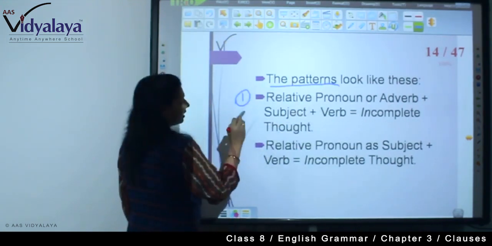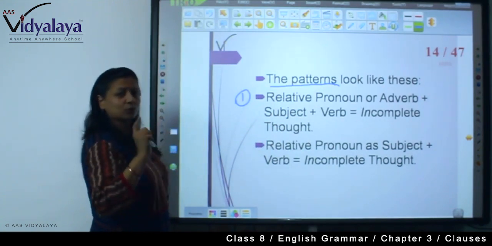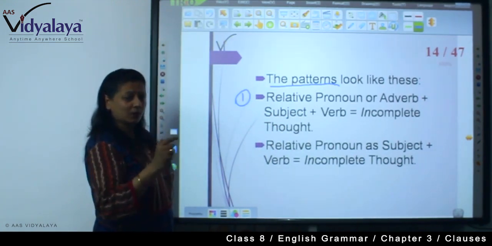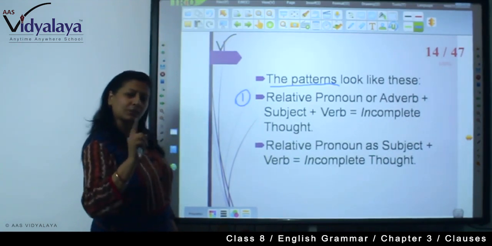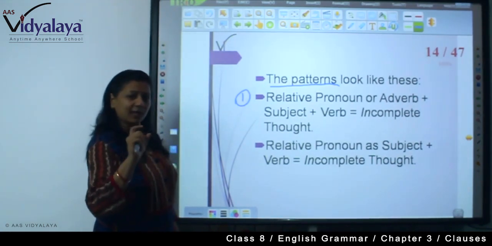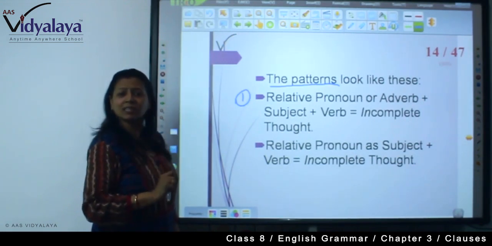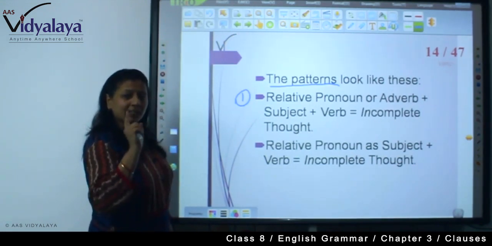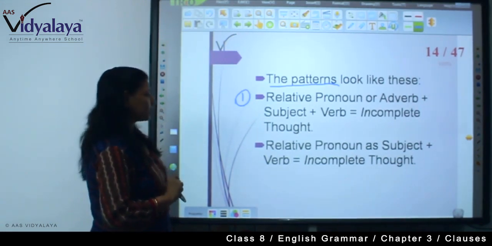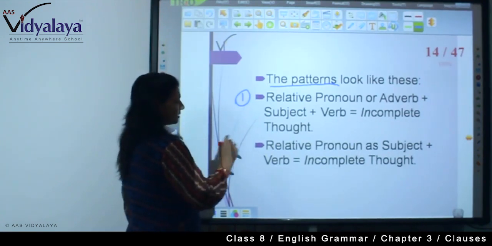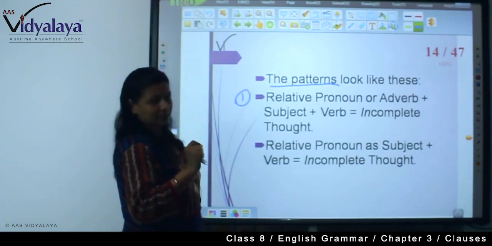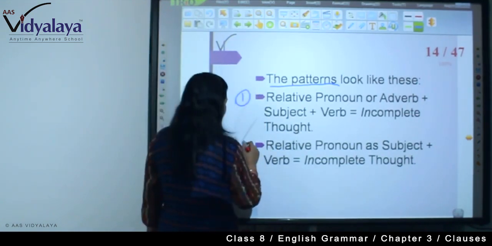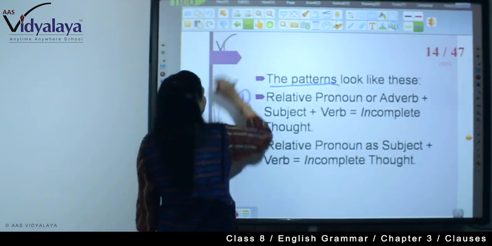Now this is the pattern. The first pattern is relative pronoun or adverb. You know all the relative pronouns and adverbs; the list is there in the previous slide. Plus subject plus verb, and that is giving you an incomplete thought. What gives you incomplete thought? Dependent clauses give you incomplete thought. Then the second pattern is relative pronoun as subject plus verb, and it gives an incomplete thought. This is the second one.